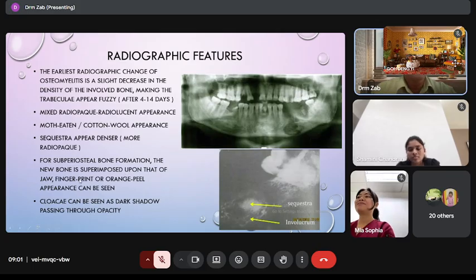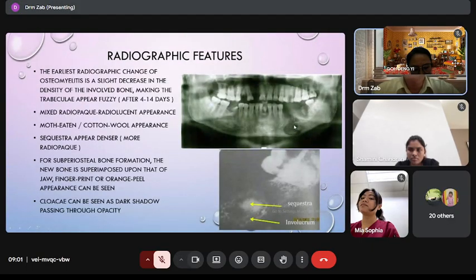For subperiosteal bone formation, this is basically how the periosteum responds to irritation in the area. It will start laying down a layer of bone, so you will see what we call orange peel appearance or fingerprint appearance on the X-ray. The cloacae can be seen as a dark shadow passing through opacity. Here, if you look, this is what we call the cloacae, the gap in the cortex.